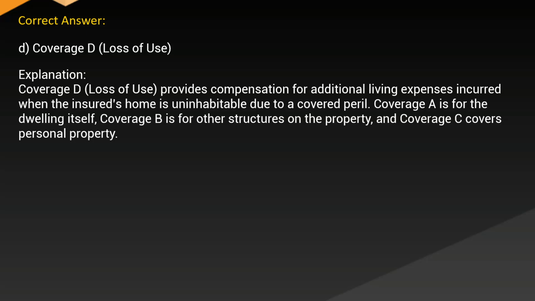Correct answer. D. Coverage D. Loss of use. Explanation. Coverage D. Loss of use provides compensation for additional living expenses incurred when the insured's home is uninhabitable due to a covered peril. Coverage A is for the dwelling itself, coverage B is for other structures on the property, and coverage C covers personal property.